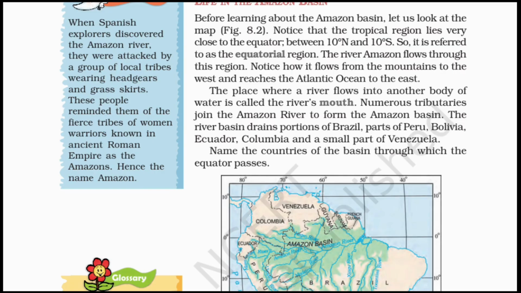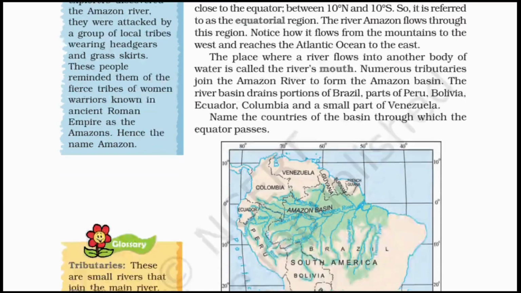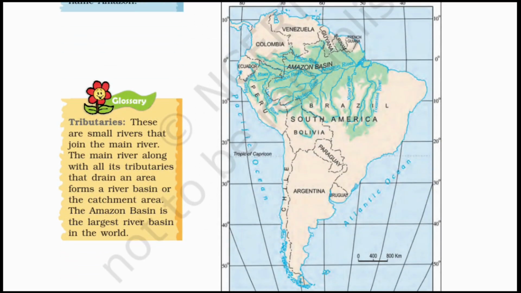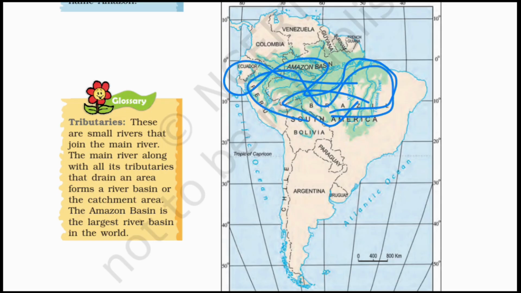The river Amazon flows through this region. So river Amazon flows through the equatorial region. Notice how it flows from the mountains to the west and reaches the Atlantic Ocean to the east. See, this blue, you can see here, this all is the river. The river is traveling from here and here, and then it starts from the west and reaches to the east.